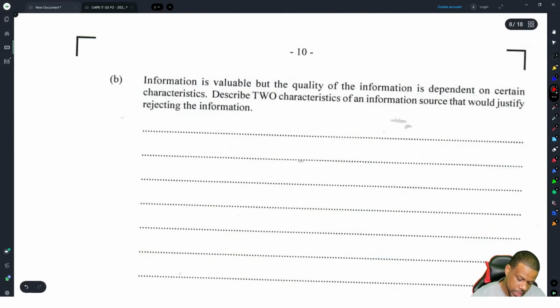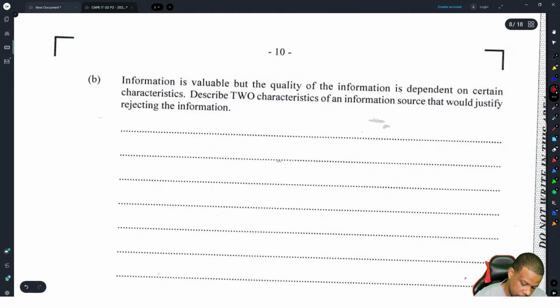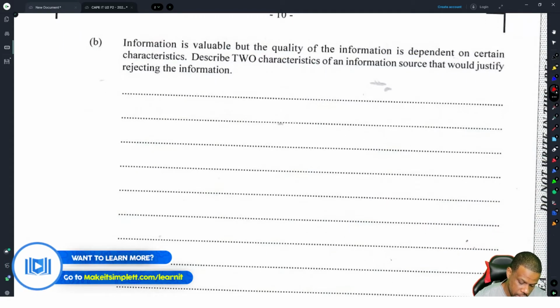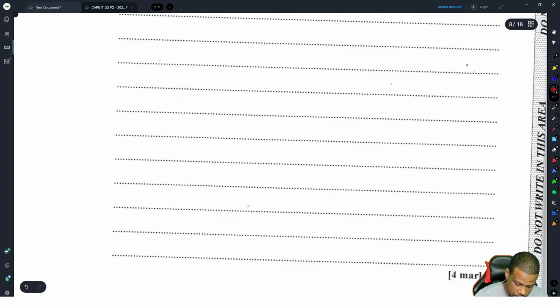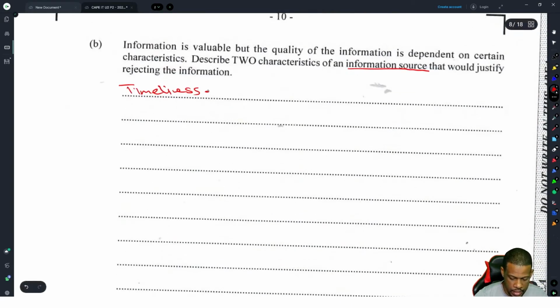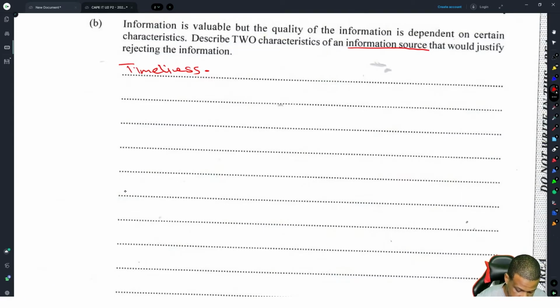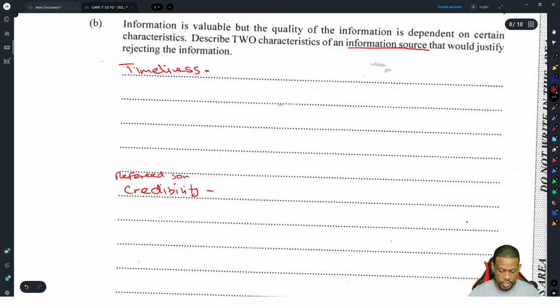All right, information is valuable, but the quality of information is dependent on certain characteristics. Describe 2 characteristics of information sources that would justify rejecting the information. Characteristics of information sources. The easy ones are timeliness: if the information is old, you could reject it. How many marks is it? 4 marks here. Timeliness is one, and credibility. I don't think credibility is the word. I think they have refereed sources, so I'll put refereed source / credibility.